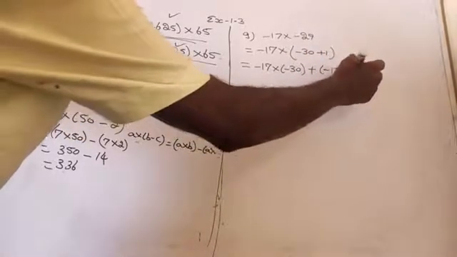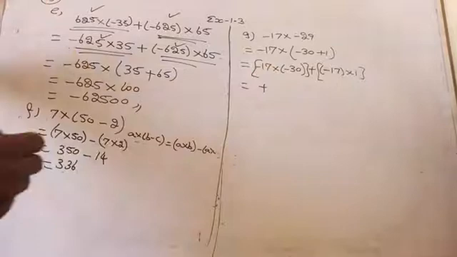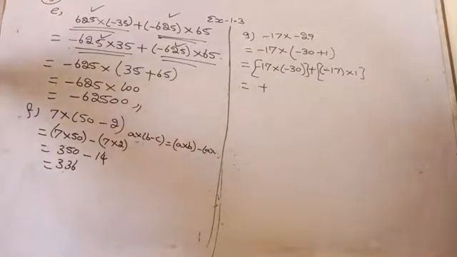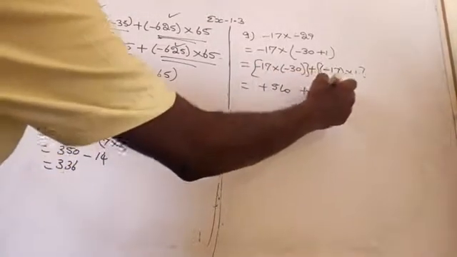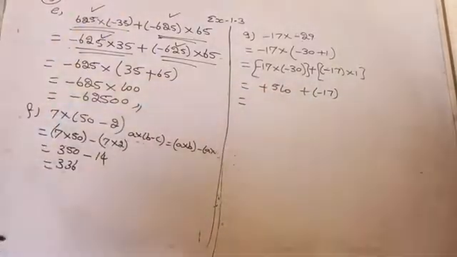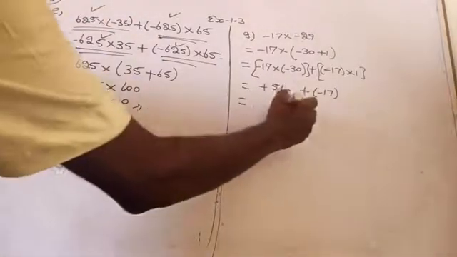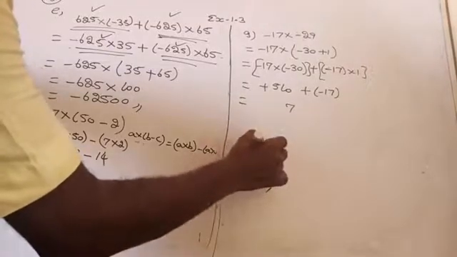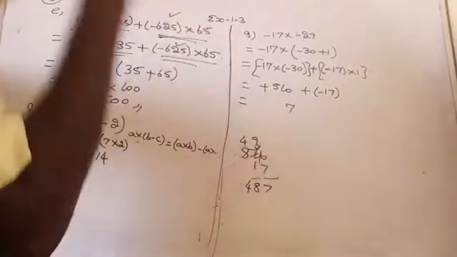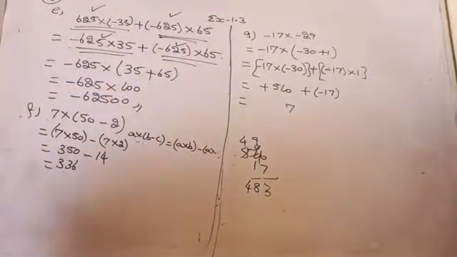Minus into minus is plus, so 17 into 30. 10 3s are 30, 7 3s are 21, 30 plus 21 is 51, so 510. Plus minus 17. So one is a positive integer and the other is a negative integer, so subtract: 510 minus 17. 10 minus 7 is 3, then 9, 493. Am I right dear?